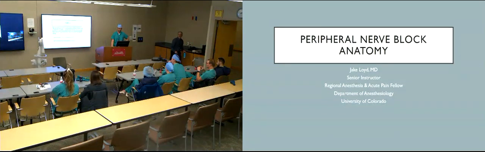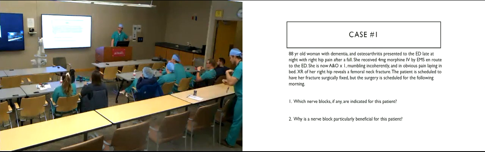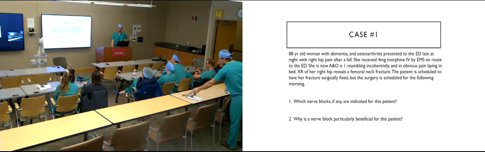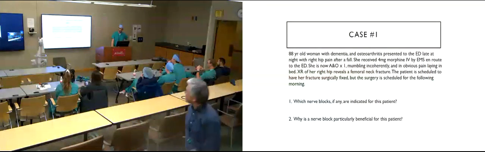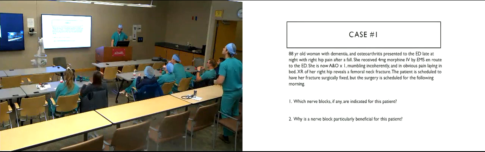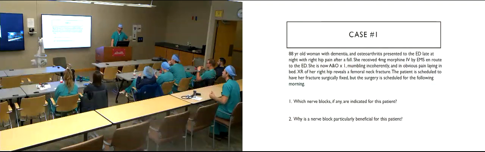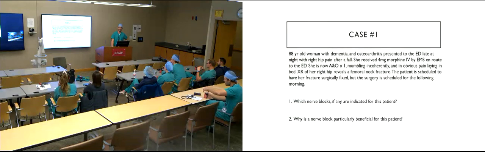Okay. So first case: 88-year-old woman with dementia, osteoarthritis, presented to the ED late at night with right hip pain after a fall. She received 4 milligrams morphine IV by EMS en route to the ED. She's now A&O times 1, mumbling incoherently and in obvious pain lying in her bed. X-ray of her right hip reveals a femoral neck fracture. The patient is scheduled to have her fracture surgically fixed, but that surgery is scheduled for the following morning. So, just off the bat, which nerve blocks, if any, are indicated in this patient?